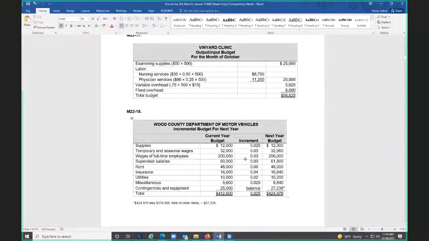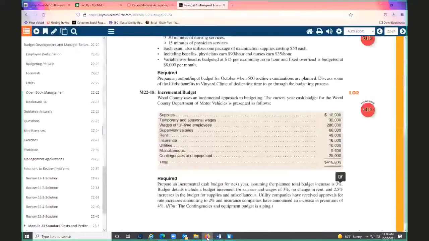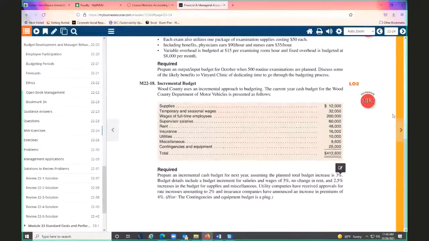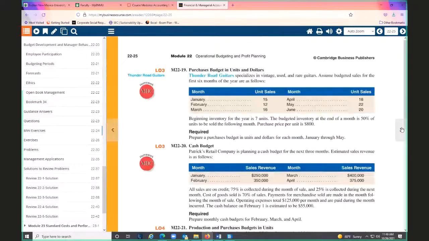So here we go, and we have supplies, and you can see it's all we're asking, remember we had numbers for all of these, and then it told you the overall was 3. So what we did was plug this number, the contingencies and equipment, and we come with the next year's budget of 424,978.